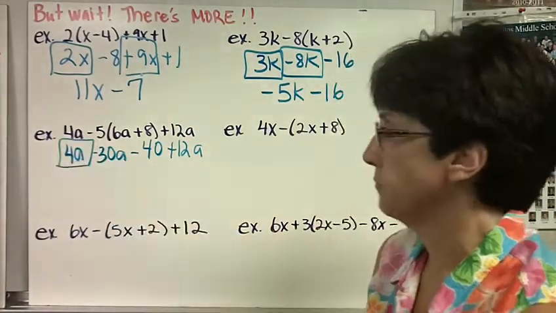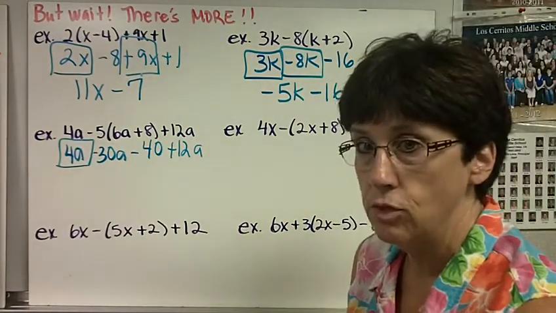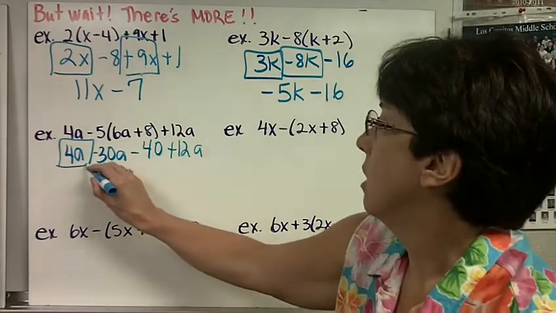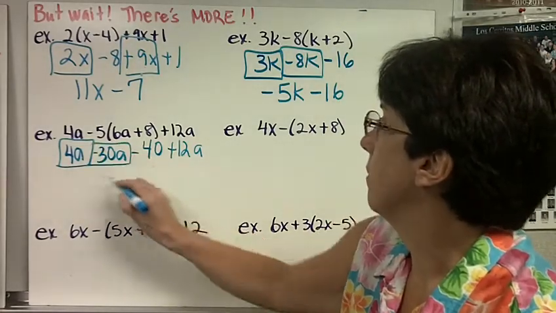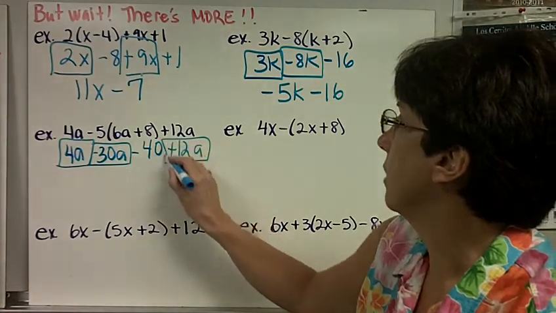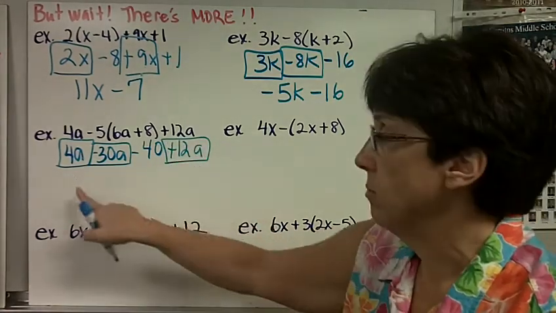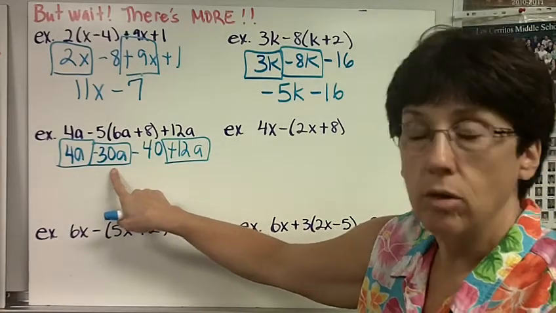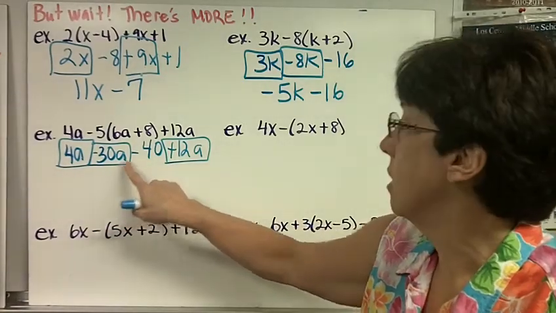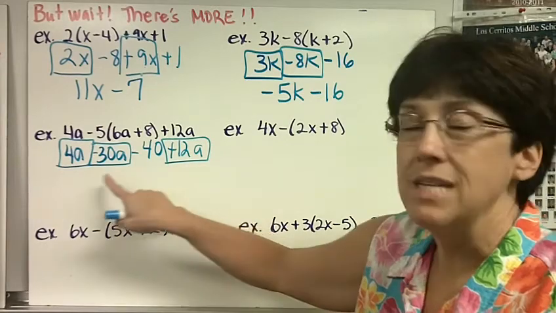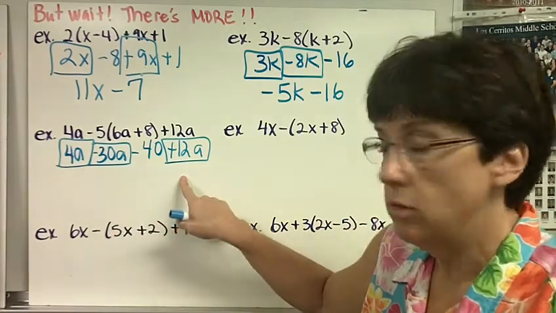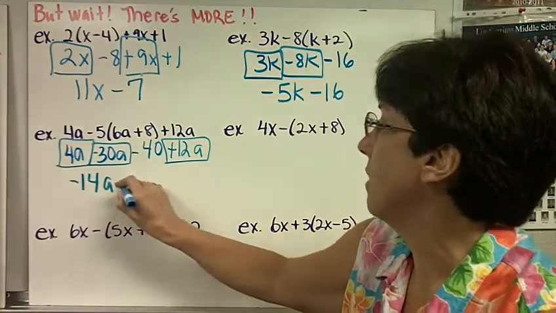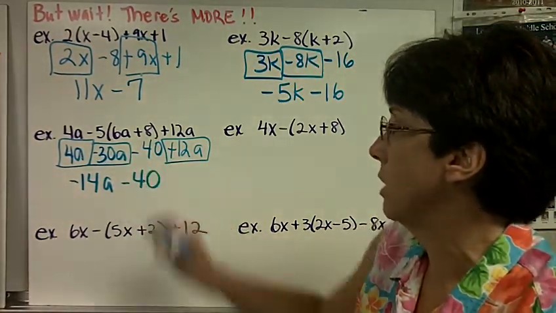4a. Remember, if I'm going a tiny bit too fast, stop, write this down, and then join me again, okay? Minus 30a plus 12a. So now we have a little problem, only counting what's boxed. 4a minus 30a, negative 26a, plus 12a. What's negative 26 plus 12? Negative 14a. And then all we have left is the minus 40.